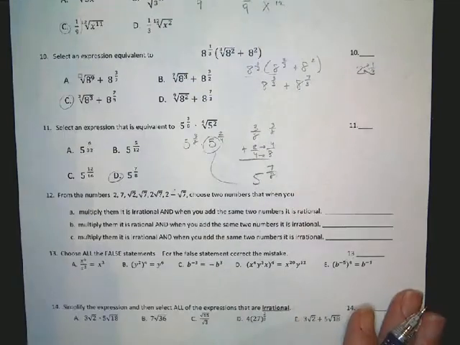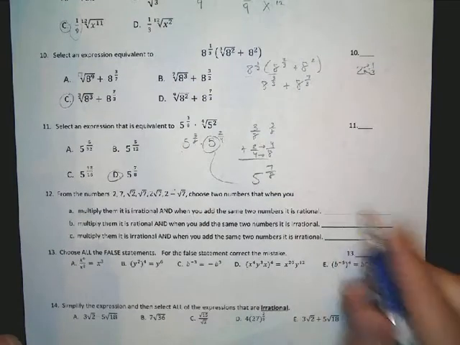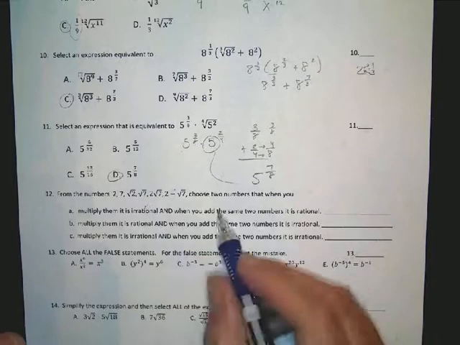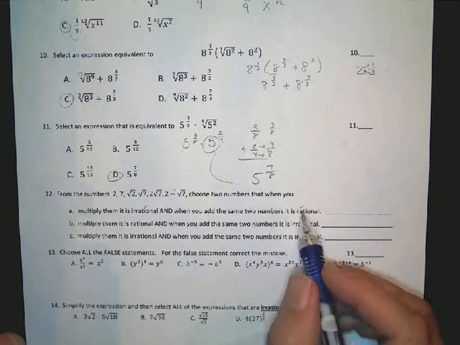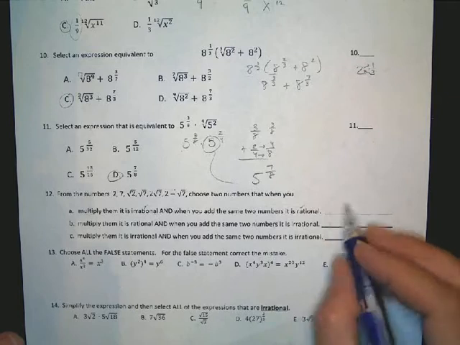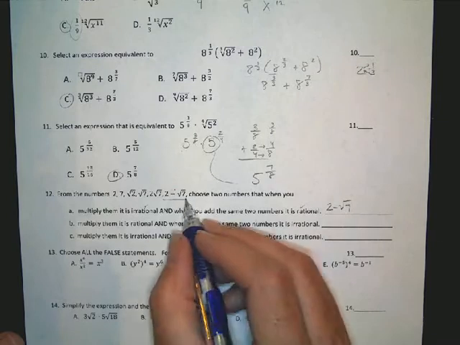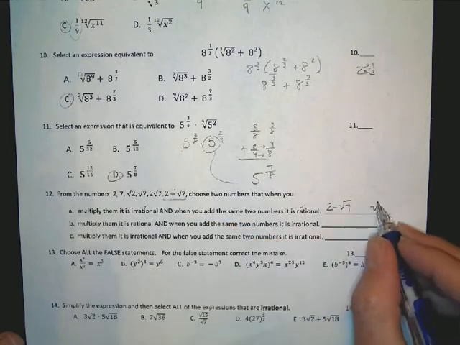Number 12, it says I want to find two numbers that I multiply together and they're irrational, and when I add them, they are rational. Well, here's what I would use. I would use 2 minus root 7 as one number, and the other number I'd use would be just a plain old root 7.